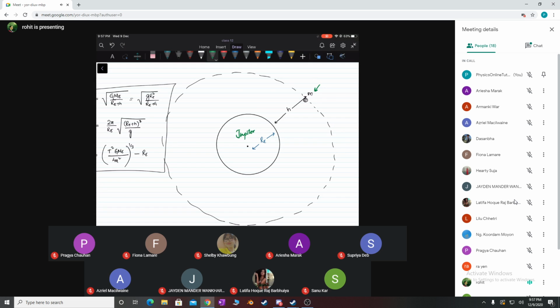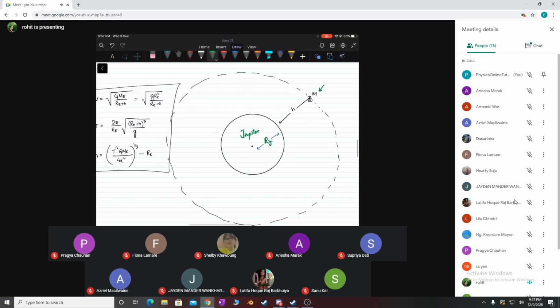And this is a satellite rotating about Jupiter. And this is of course not the radius of the Earth. This is the radius of Jupiter. Let me call it RJ, radius of Jupiter. And this H is not height of Jupiter. This is the height of the satellite again. But of course, this satellite is moving around Jupiter now.